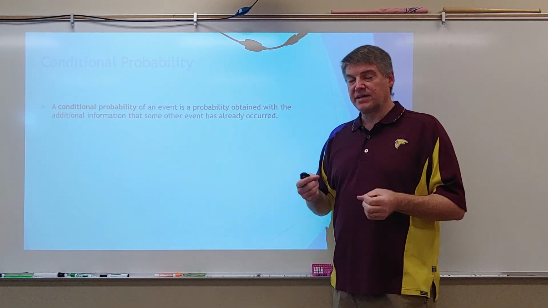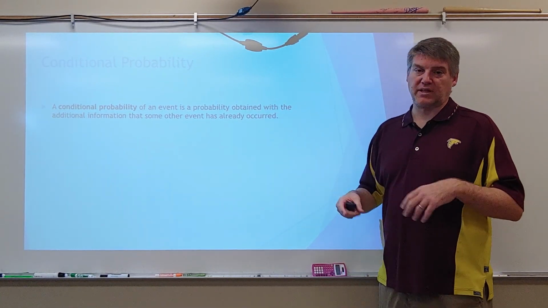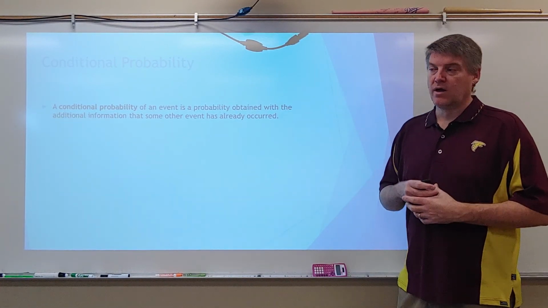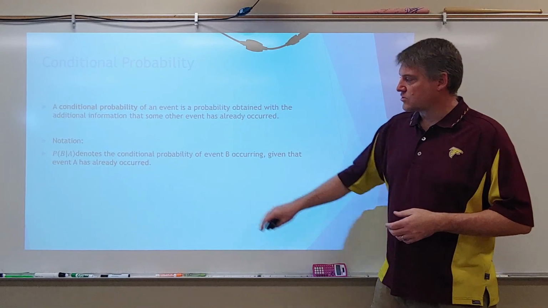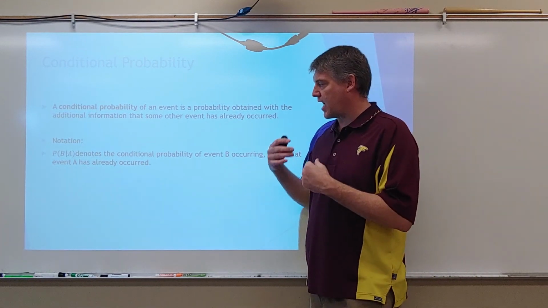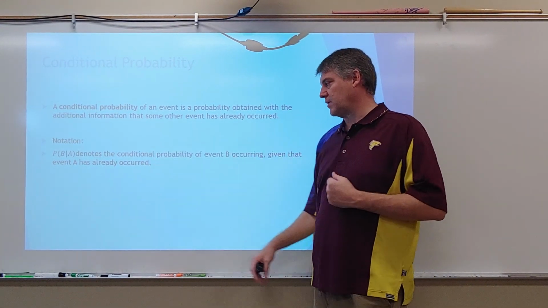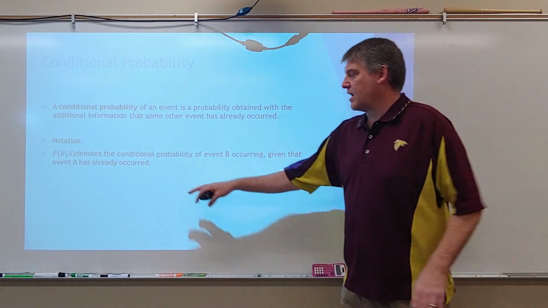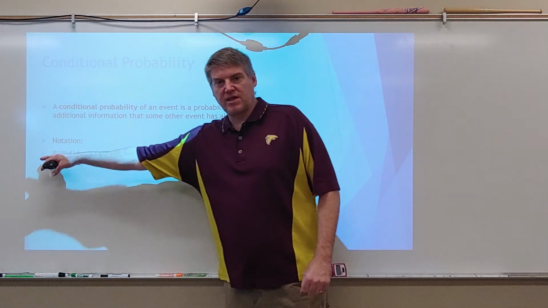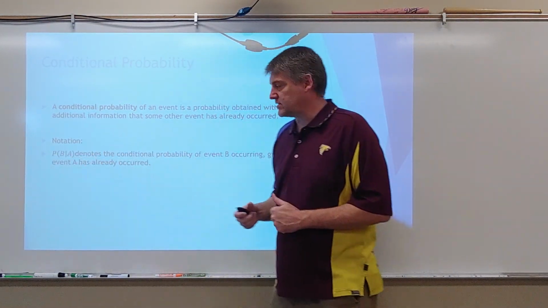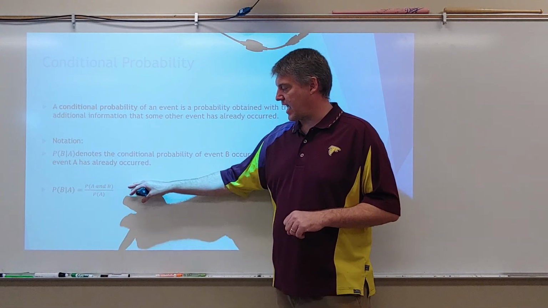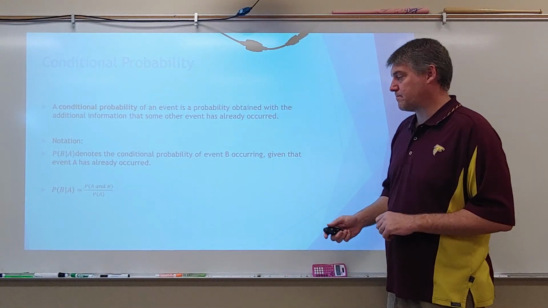Conditional probability. A conditional probability of an event is a probability obtained with the additional information that some other event has already happened. So, notation: here we have P of B given A. This denotes the conditional probability, read as the conditional probability of event B given that event A has already occurred. Probability of B given A, that's how we read that. The probability of B given A equals the probability of A and B over the probability of A.